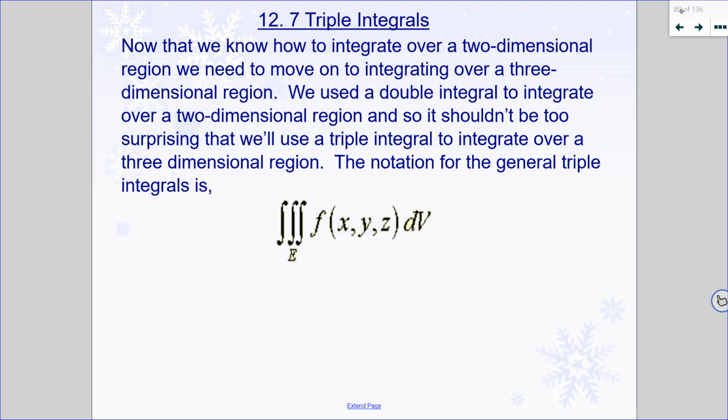Today we're going to kick off second semester by talking about triple integrals. We all remember in first semester we discussed integrating over an area. We're doing triple integrals, so we'll be integrating over a volume. You'll notice that instead of dA, it's dV.